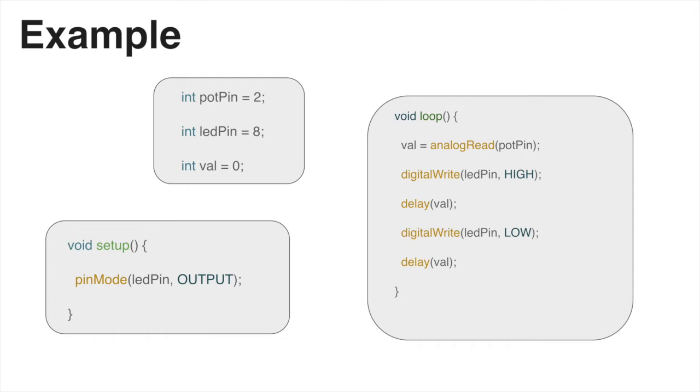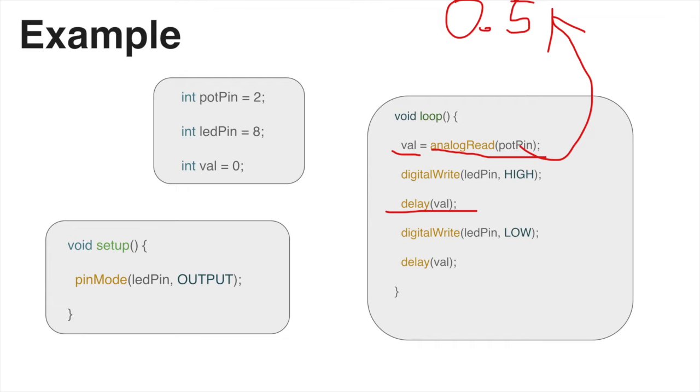Okay, then we have digital write, LED pin high, which means what? We are turning pin 8 on, and then we are waiting for val. Here's where we use that. So here's our analog read. And again, let's just say this is equal to, I don't know, 0.5 volts or something.